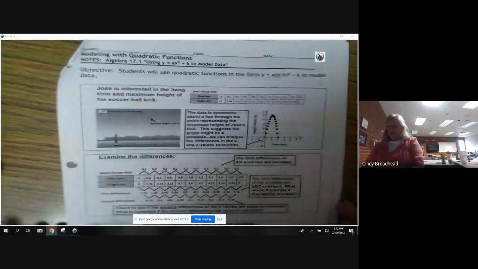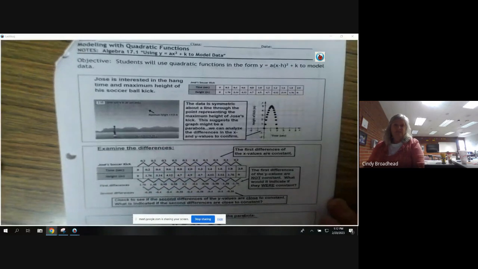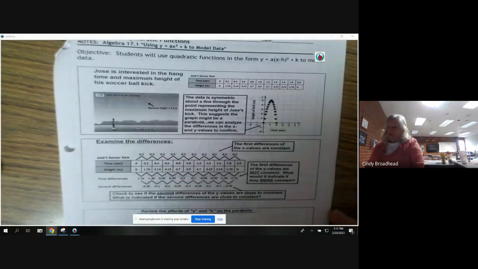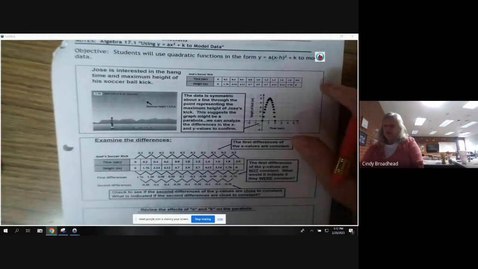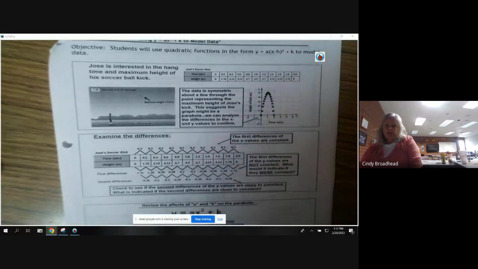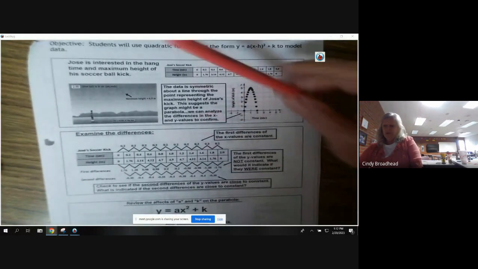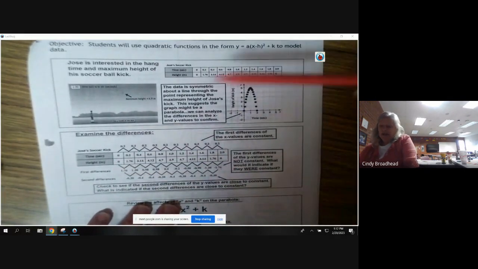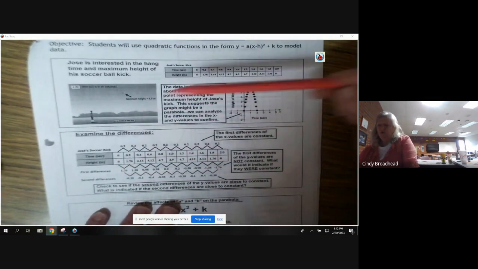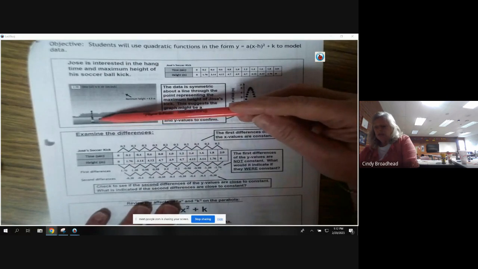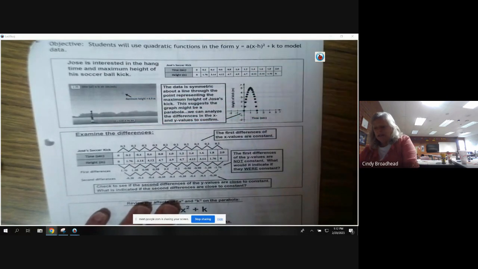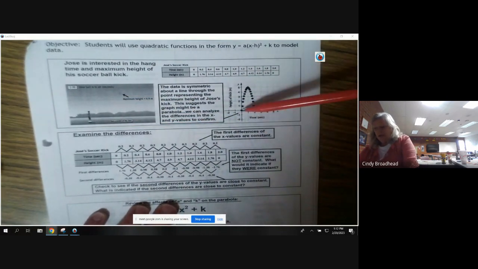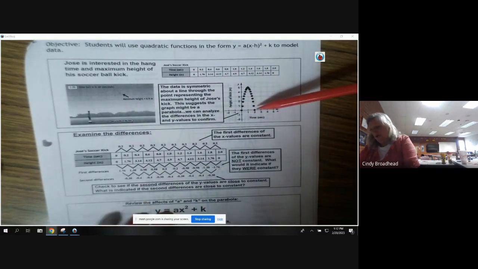Hi, I'm here today to go over your 17.1 notes on using y equals ax squared plus k to model data. This is a whole lot of information on these first two blocks, and it's a lot just to set the scenario. But Jose here is going to kick a soccer ball. It's going to go up in the air, and then it's going to come back down. So it's going to make this shape, which implies that it's a parabola.